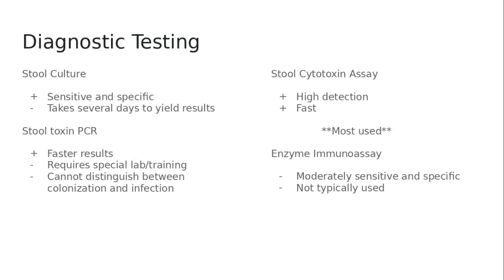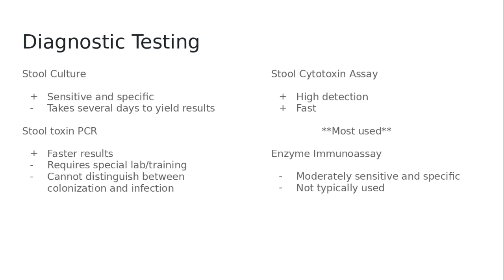Then for faster results, there's the stool toxin PCR, but this specific test requires special training and a special lab, and it won't distinguish between colonization and infection. What that means is there are some people that have C. diff growing in their stomach and in their colon, but they do not have the colitis and the diarrhea associated with it. And then there are other people who have infection, which means it's growing and having harmful effects. So it can't distinguish between those.